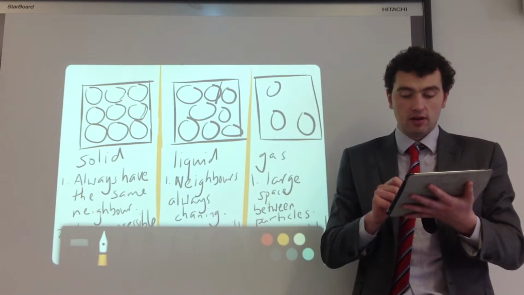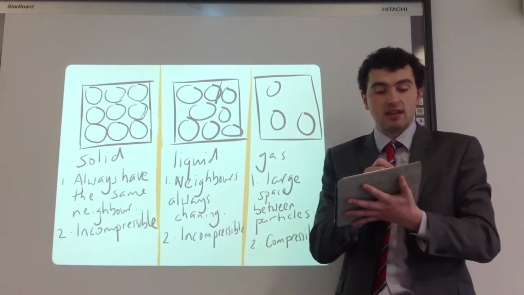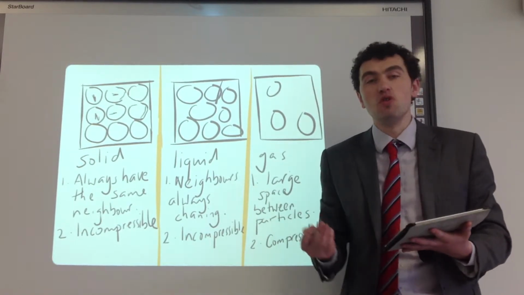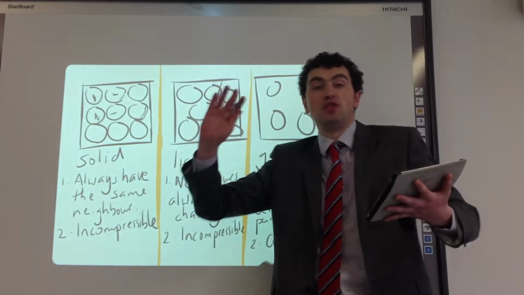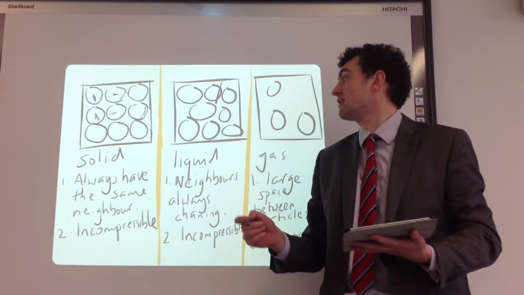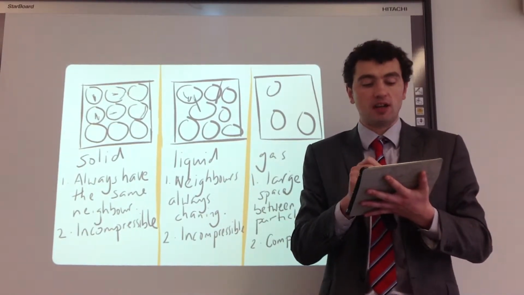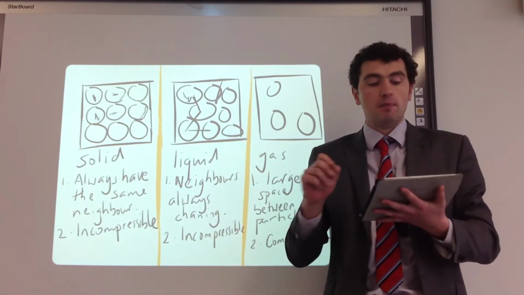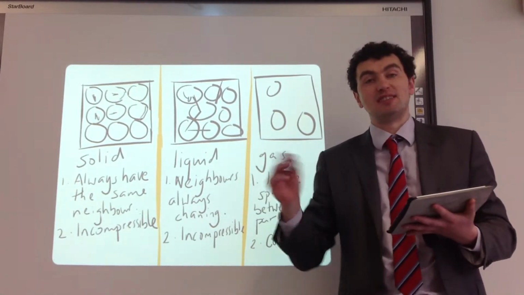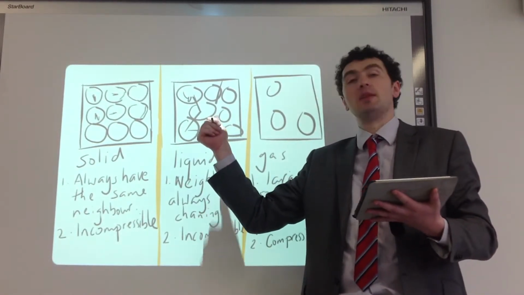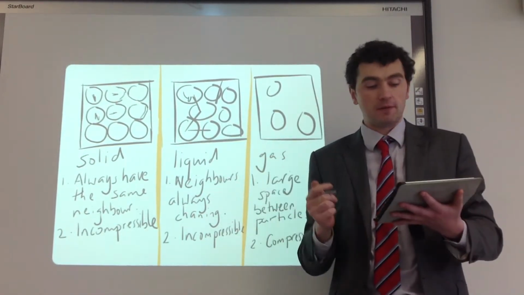If you consider a solid, say for instance, this particle will always be neighbours with this particle, and this particle will always be neighbours with this particle. There's no real gaps between the particles, so when you try and compress it, they can't be compressed. With a liquid it's slightly different. The particles are separated by approximately the same distance, but the neighbours continually change. That's the key difference between a liquid and a solid.